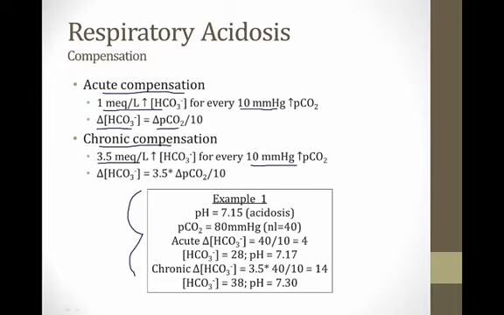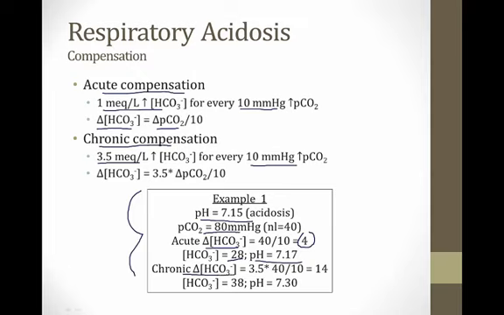So let's suppose we had a patient with a pH of 7.15. That would be a very severe acidosis. And let's suppose the PCO2 is 80. That's very high, and that makes this a respiratory acidosis. Acutely, the change in bicarb would be 40 divided by 10 by the equations above, and that would be a very small change of 4. This would raise the bicarb from a normal of 24 up to 28, and by the Henderson-Hasselbalch equation, the pH would become 7.17. Chronically, we'd get more change in bicarb.